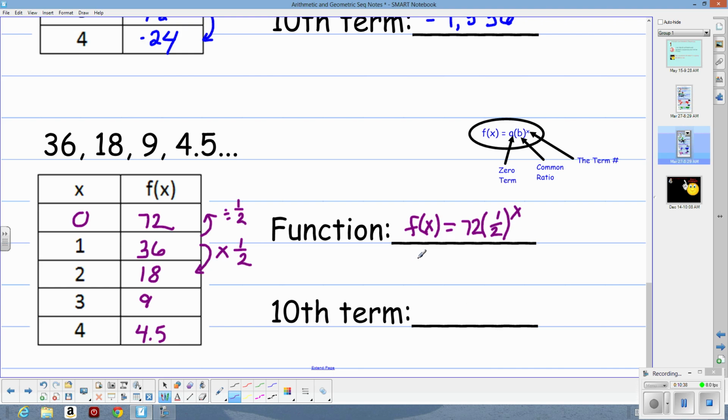Now to find the 10th term, it's going to equal 72 times 1/2 to the 10th power. So the 10th term is 0.0703125.